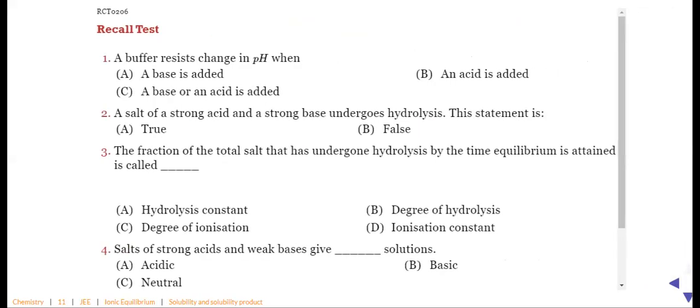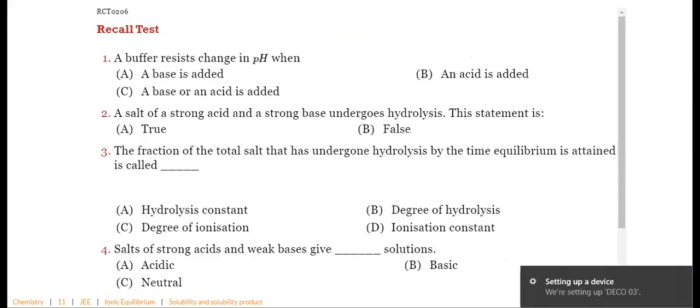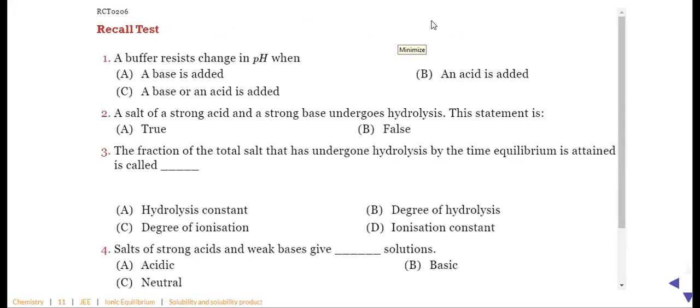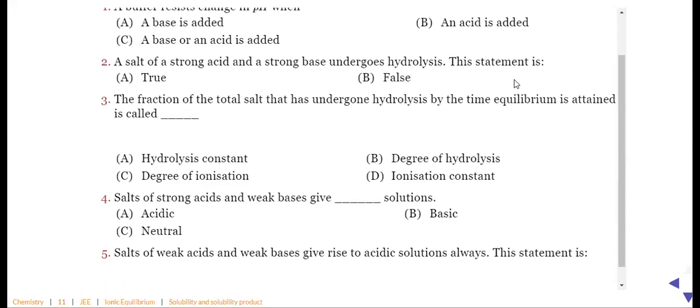Before starting this chapter, let's have a recall test. Now, tell me: a buffer resists a change in pH when option A, base is added; option B, acid is added; option C, both base and acid are added. Tell me what's the answer? Most of you are saying C. Let's see.